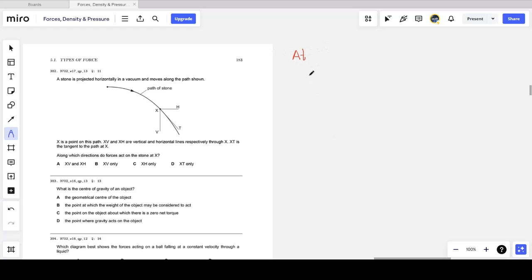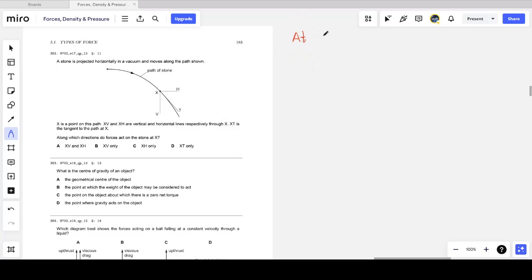But it's not going to throw you off because you know your forces very well. So what's happening to the stone at position X? Well, here's my stone. Here's the forces acting on the stone. There's only one force. It's only the weight. There is no horizontal force. It's in a vacuum. There's no air resistance. So the only force is the weight, and the only force is along XV, along the line XV. Remember, XV is just a line. And so that corresponds to B.